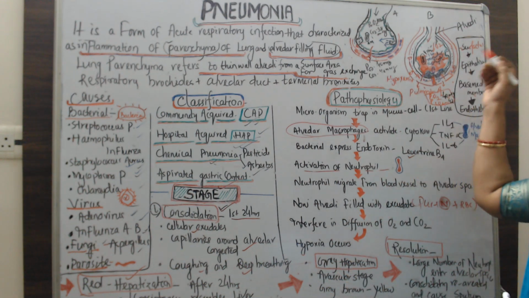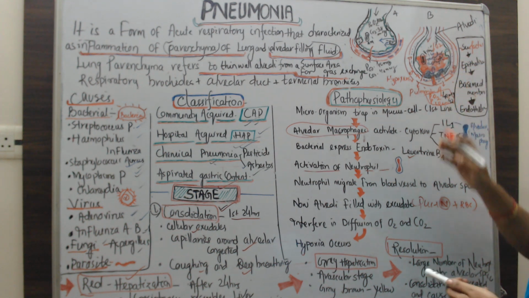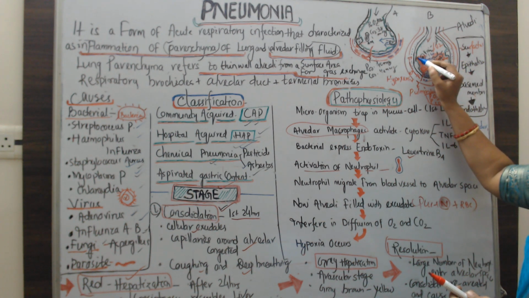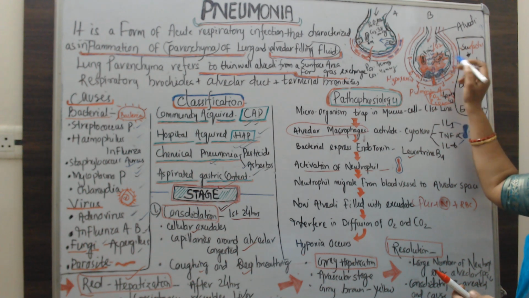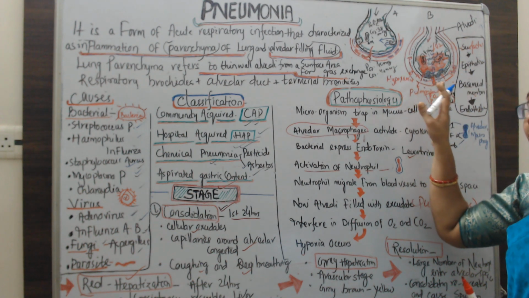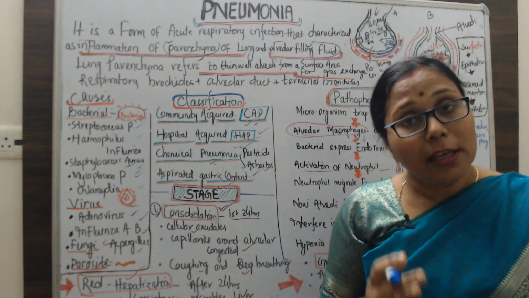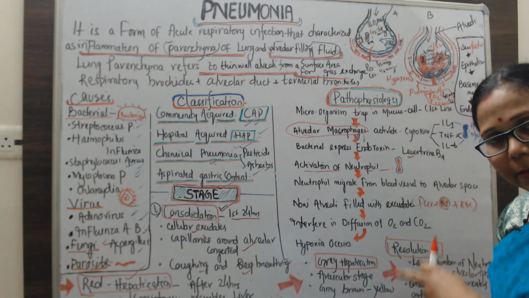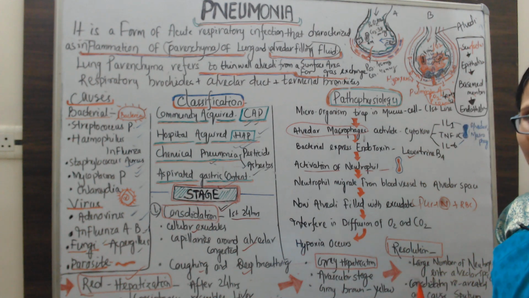Now the third stage is grey hepatization. This red color turns into grey color after 3-4 days. Why this grey color? Due to the destruction of the RBCs and the leukocytes. They are destroyed into a grey-brown color, and later it becomes yellow.